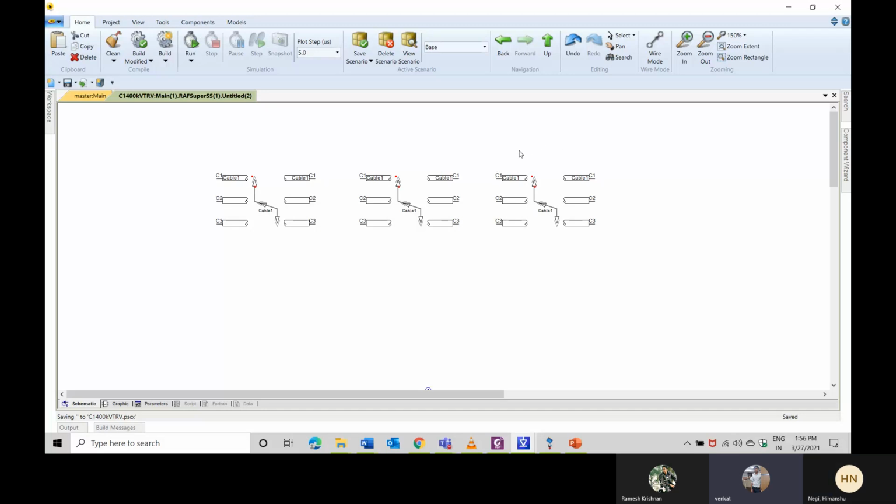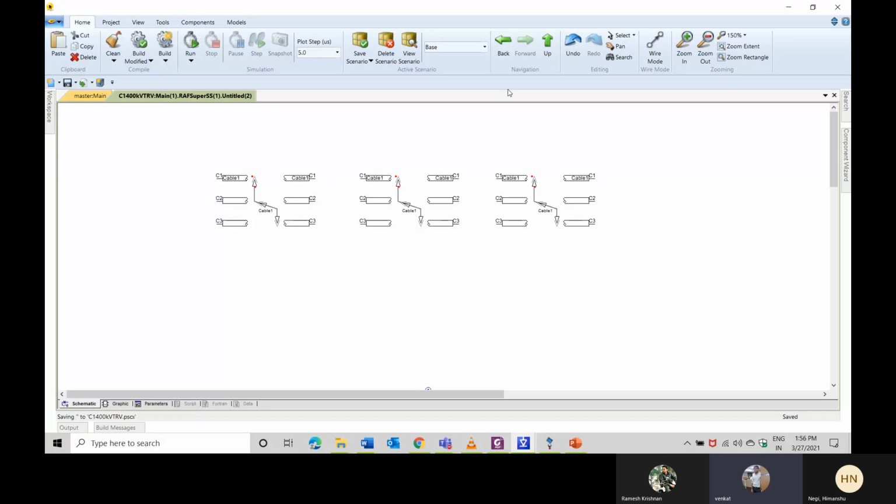But here what we used to do is join the same point, the cable and the transmission line. That's it, that is what we used to do. Okay, that I will show you. Yes, I will show you how we used to model that transmission line and the cable.